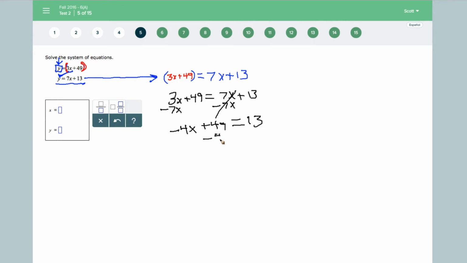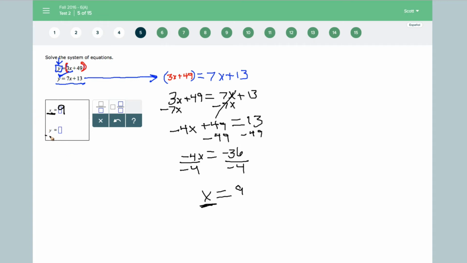Now I'm going to minus 49, and I'll use a calculator to figure that out. 13 minus 49 is negative 36, so I have negative 4x equals negative 36. Divide by negative 4, divide by negative 4, x equals a positive 9. So that's what goes right here. I got x equals as my answer, so x equals 9.